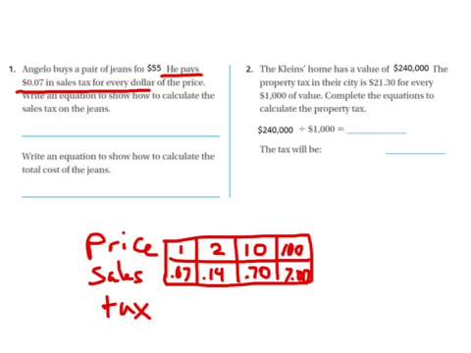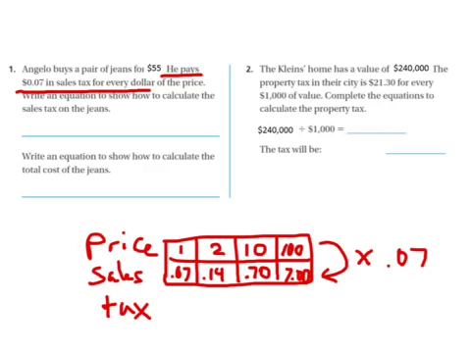If you look at this pattern, you can see that I'm taking whatever the price is and multiplying it by the sales tax rate of 0.07, because you pay 7 cents for every dollar. 7 cents can be expressed as 0.07.